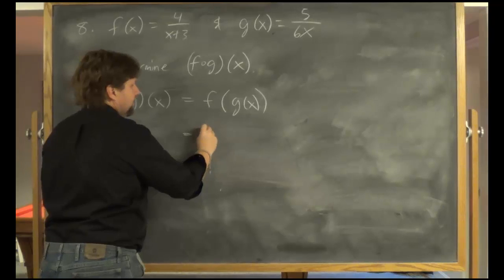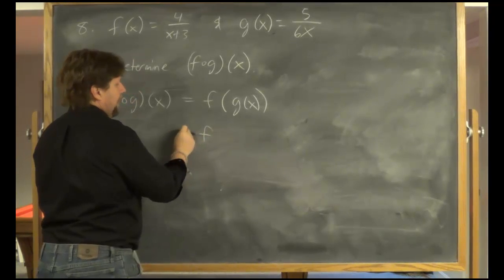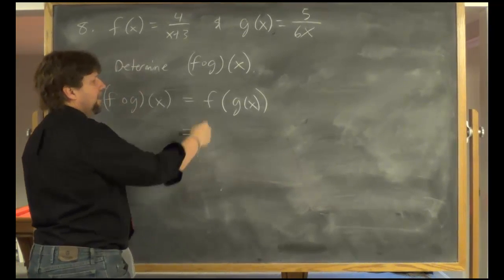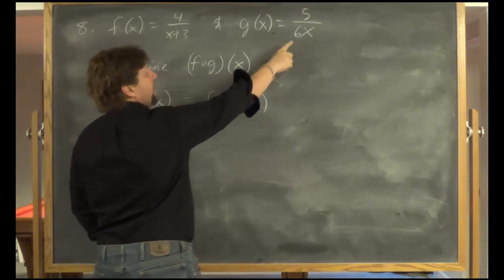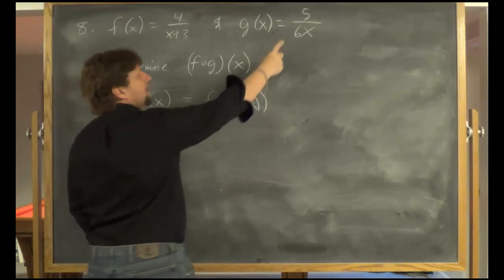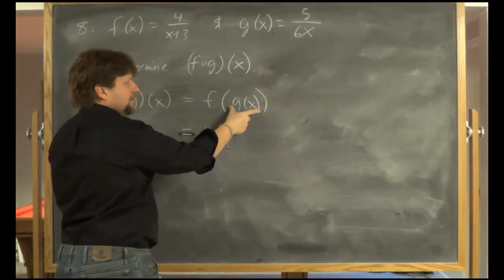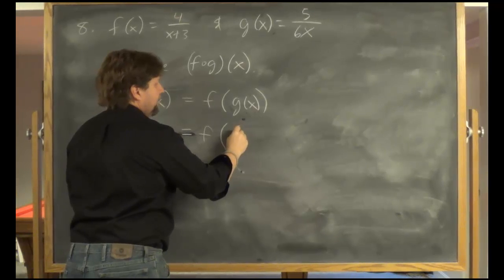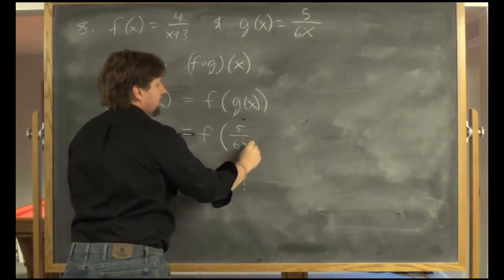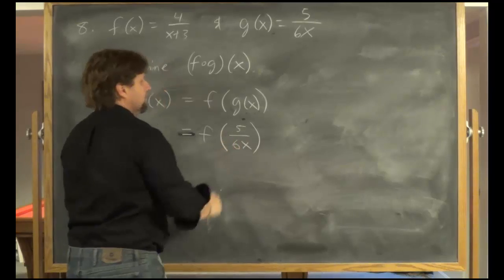In other words, bad equal sign. Let me make another one. The f of g of x, well, g of x is 5 over 6x. So we take 5 over 6x and just put it in here for g of x. So we have the f of 5 over 6x.